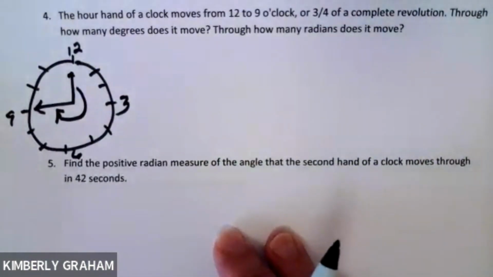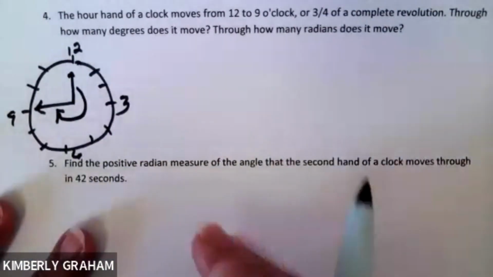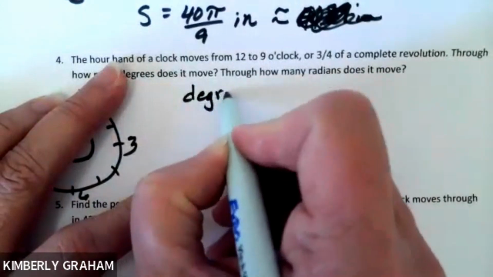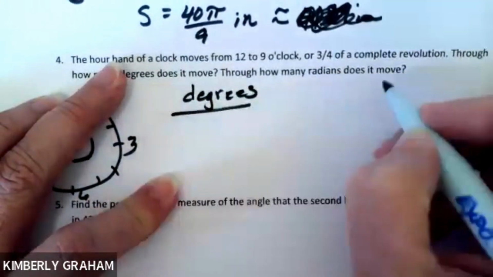Now, be careful with this problem. The first few problems that I've done have been asking for the arc length. This problem is not asking for an arc length. It's just asking for that angle measure. And I need that angle measure in degrees and in radians.